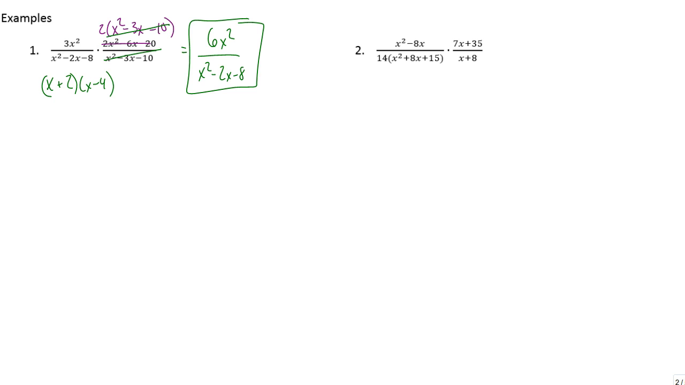For example, with x squared minus 8x, you always look to see, before we do anything, is there a greatest common factor? And yes, for this one there is. They both have an x. Same thing with the other numerator. They both have a 7 in common. Now the denominator, they've already factored out the 14, but the x squared plus 8x plus 15, that we want to check to see if we can use the X box method to factor that further. Now you should be familiar with that already.